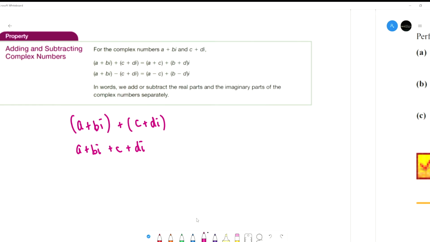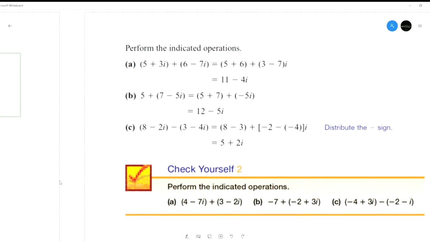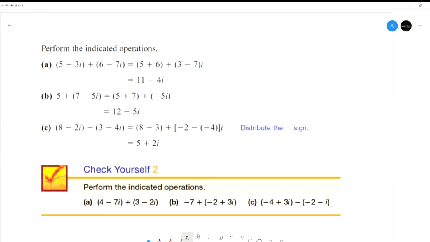So now I'm going to combine the like terms. So a and c are the real parts, so I can combine a plus c, and then I have plus bi plus di. So these are combining like terms, right? So in the end, my real part is going to be a plus c, and then plus b plus d times i. Okay, so this looks more complicated than it actually is. I'll show you an actual example, and it's really simple.